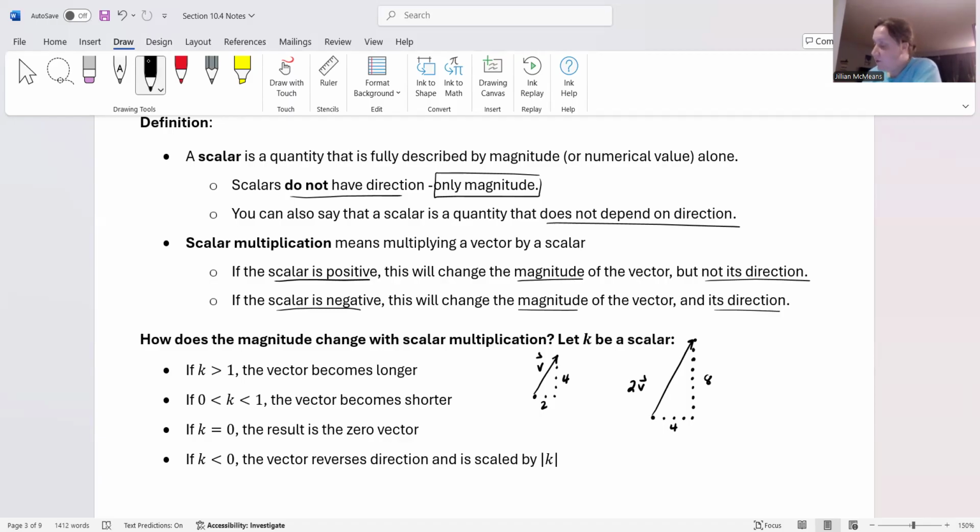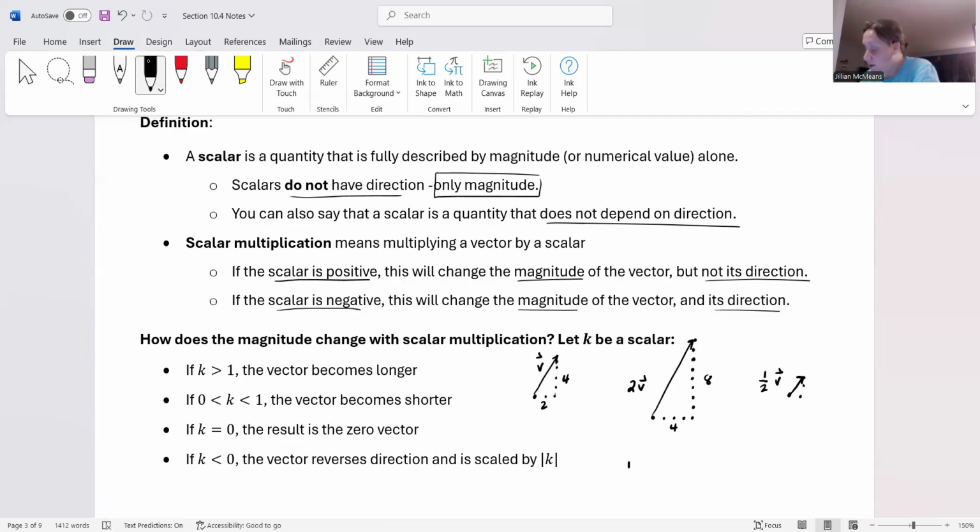Okay. Now, what if I wanted 1/2 times v? Well, instead of going to the right 2, I would just have to go half that distance. So I'd go to the right 1. And then instead of going up 4, I would just go up 2 because that's half the distance. So I would go up 1, 2. So that would be the vector 1/2 times v.